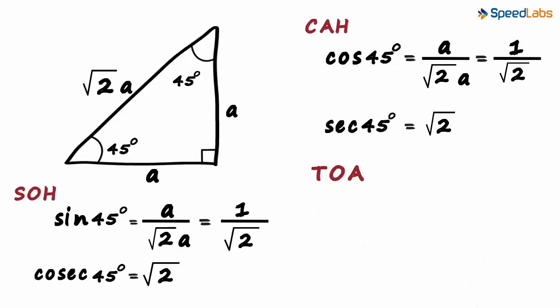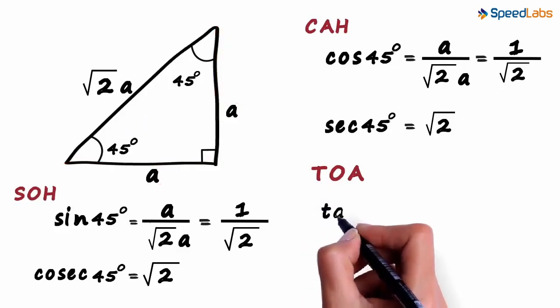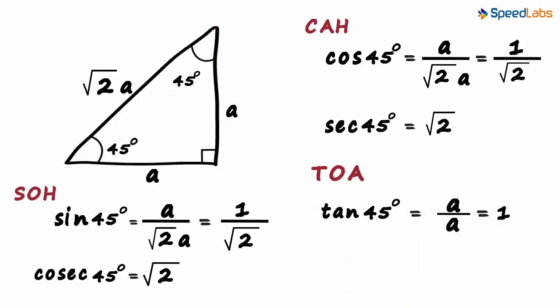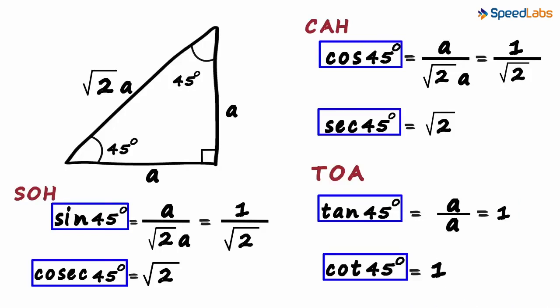TOA tells us that tan is opposite by adjacent. For this angle, opposite as well as adjacent is A units. Tan 45 degrees equals A by A, which equals 1. As the inverse of tan 45 degrees is cot 45 degrees, cot 45 degrees will equal inverse of 1, which is also 1. So we derived 18 values, 12 previously and 6 in this one.